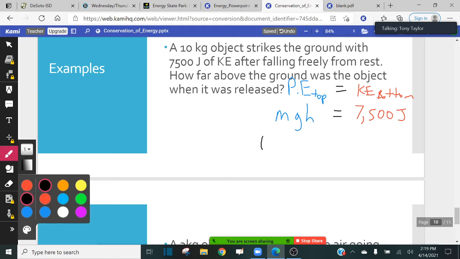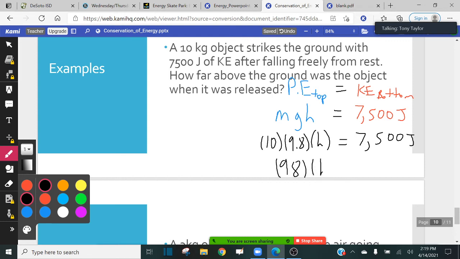We know our mass is 10 kilograms. Little g is always 9.8. And our goal is to solve this equation for height. So all of this is equal to 7,500 joules. Now, y'all should know 10 times 9.8 is equal to 98. 98 times h is equal to 7,500 joules. Can someone solve that equation for h and tell me what you got?